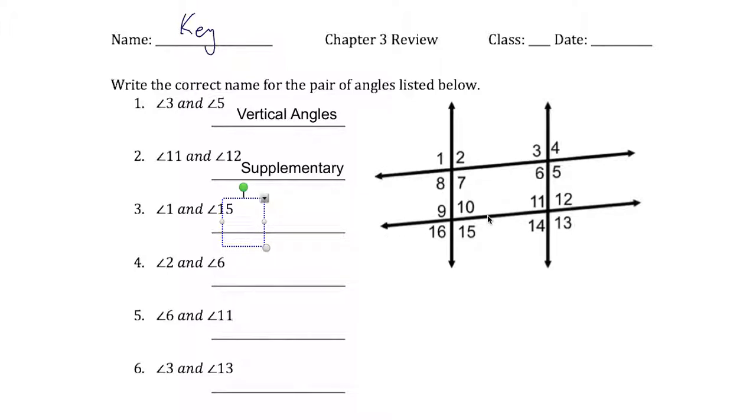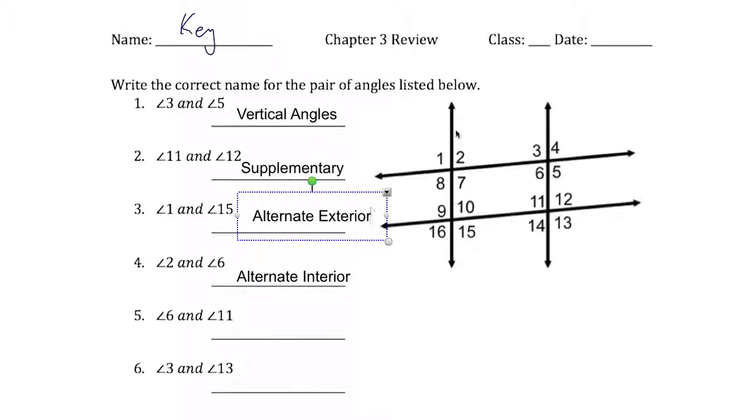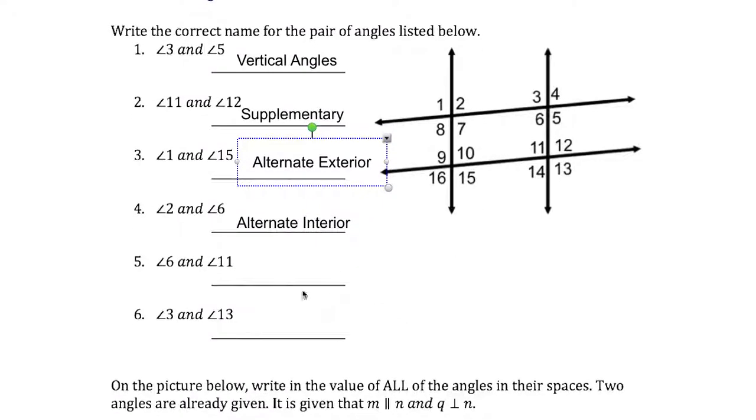Angles 2 and 6, we can see that if these are the parallel lines, this is the transversal. We can ignore these bottom lines. We see that 2 and 6 are going to be alternate interior angles. 1 and 15, which I just skipped, are going to be on the outside, so these are alternate exterior angles. You can see because this is the transversal going up and down, these are the parallel lines. So 1 and 15 are both on the outside, the exterior of the parallel lines.